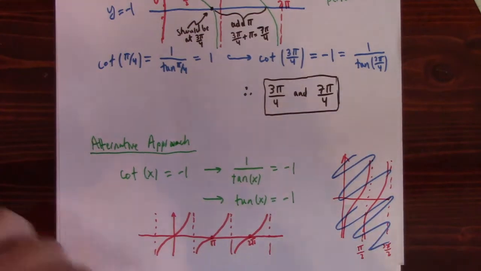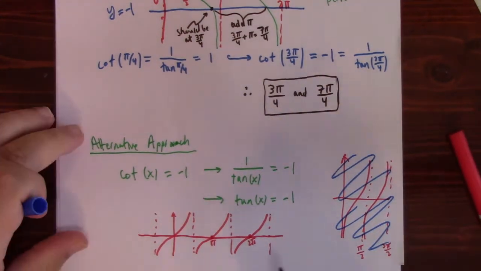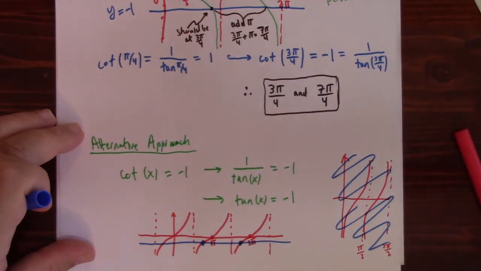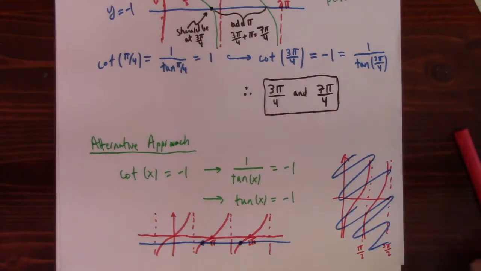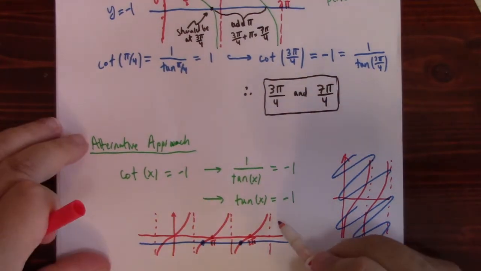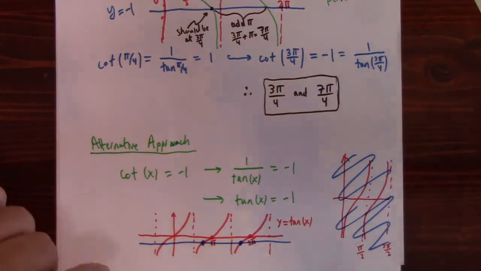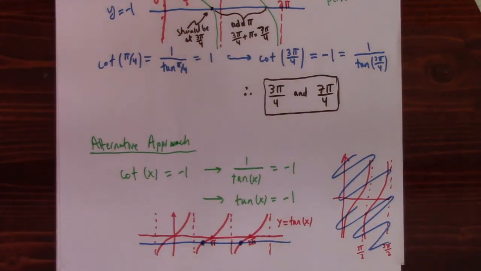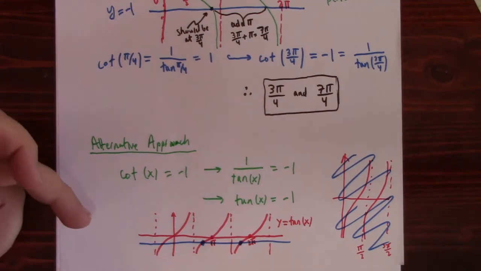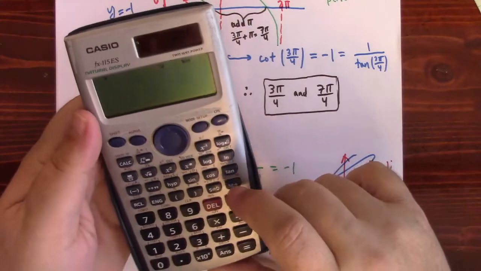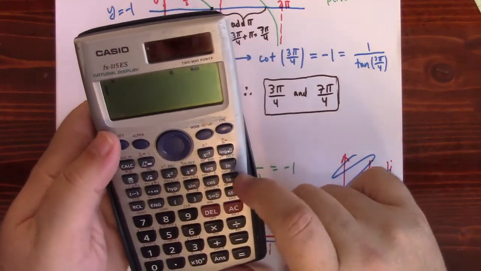So, of course you're going to get the same solutions, right? But you get them from this intersection point with the tangent and that intersection point with the tangent. So if you're more comfortable with graphing tangent, you can switch this to a tangent problem. And perhaps that makes it easier. I mean, notice that inverse tangent, you could straight up calculate on your calculator. I don't think you have an inverse cotangent function on your calculator though, do you?